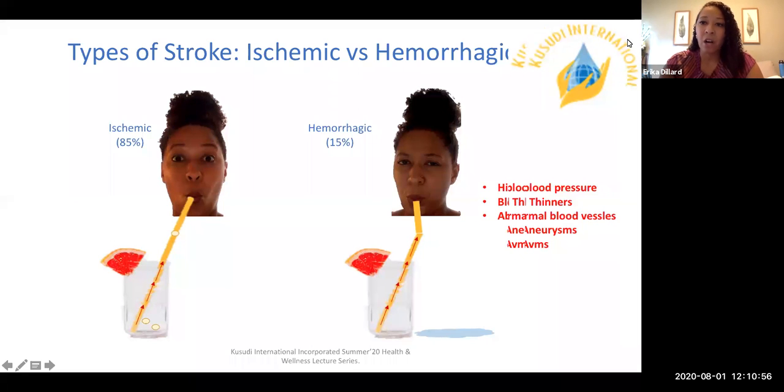Some of the common causes of hemorrhagic strokes are high blood pressure. A lot of people are on blood thinners like Coumadin or Lovenox, and those can increase your risk of having a hemorrhagic stroke. Some patients also have abnormal blood vessels to begin with, such as aneurysms or AVMs, which stands for arteriovenous malformations.